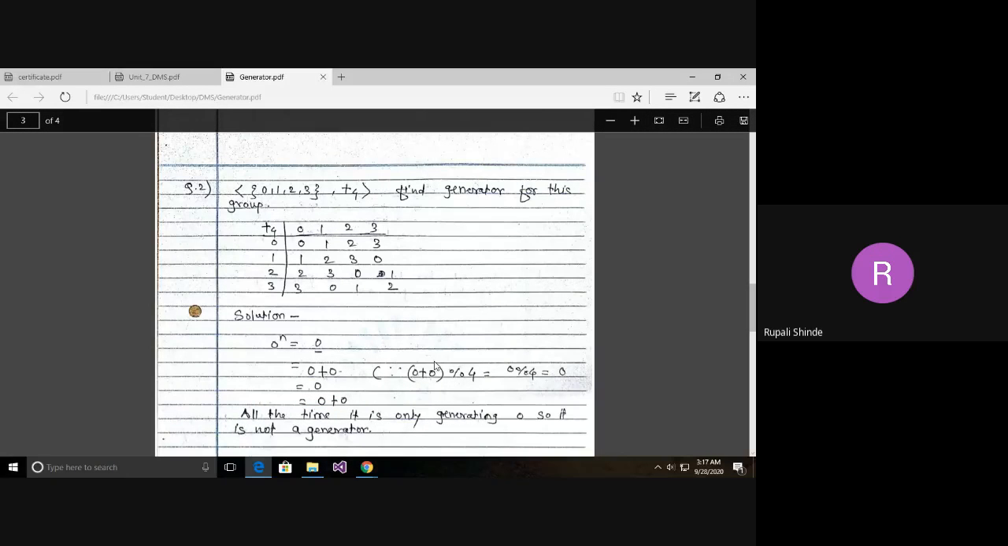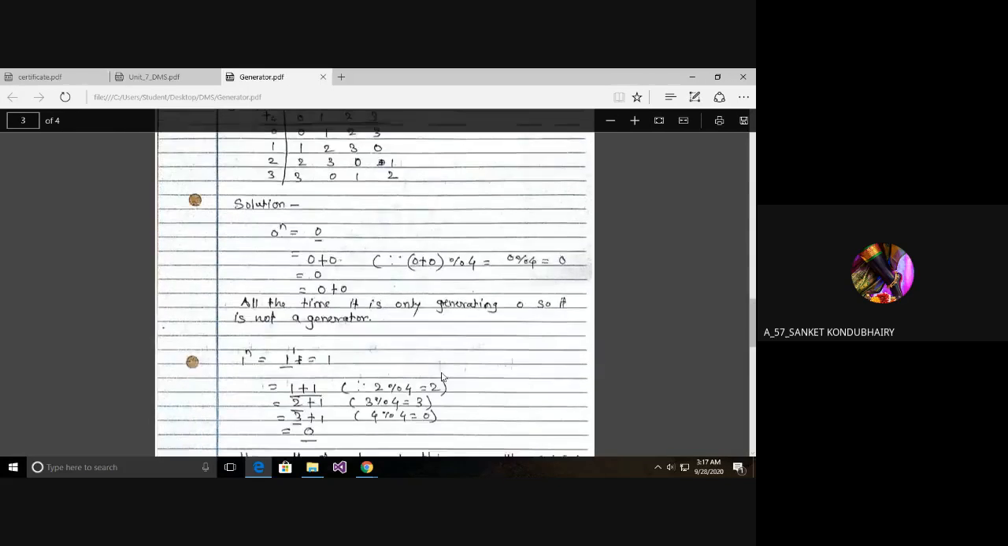Have you checked whether one is generator? Yes, ma'am. Is it generator? Yes, ma'am, it is generator.